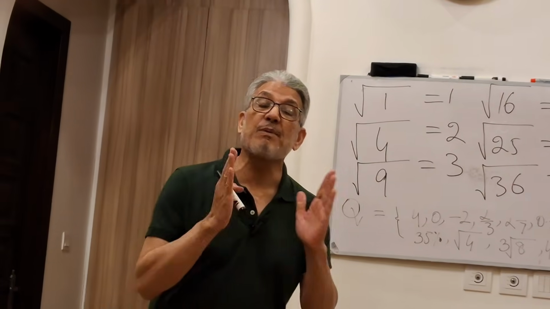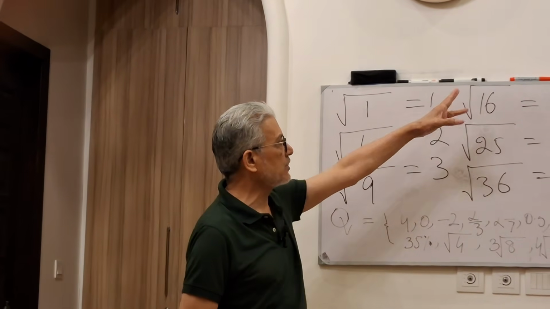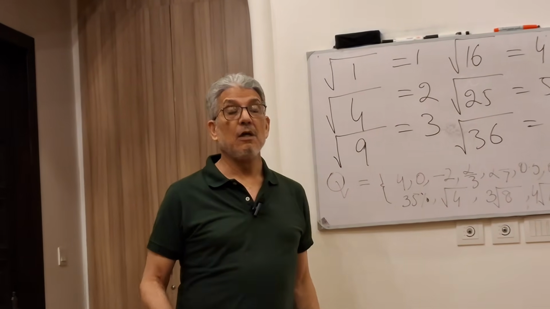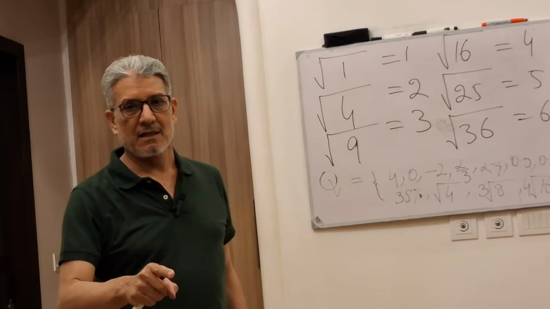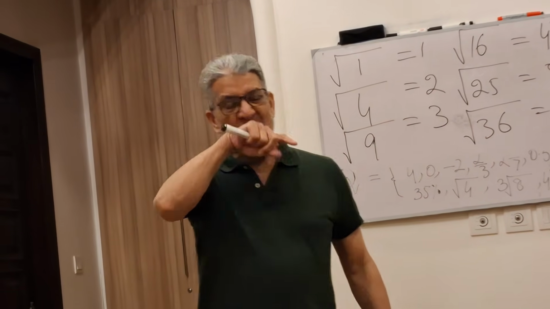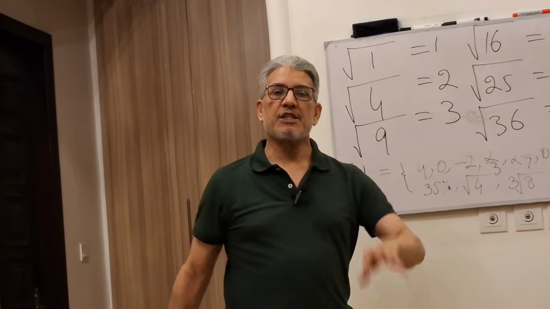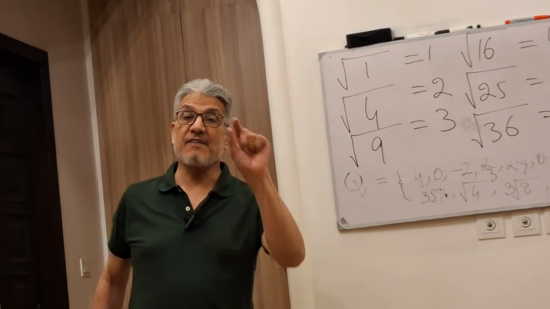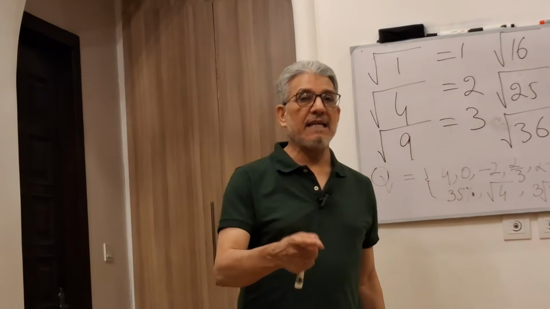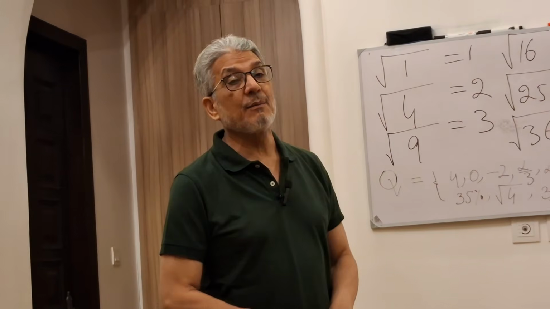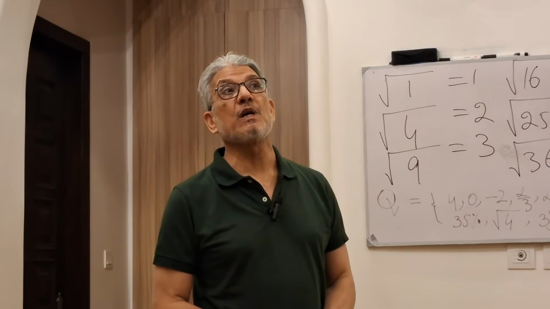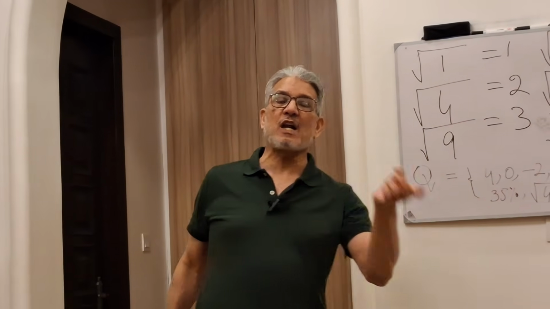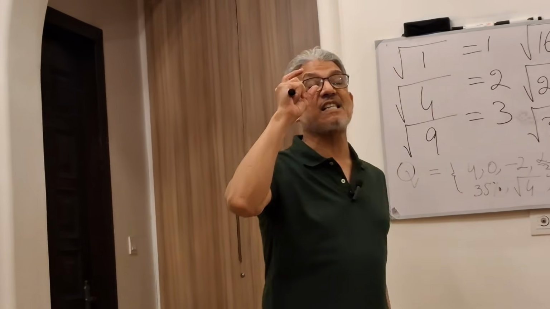So 36 is a perfect square. 25 is a perfect square. 16 is a perfect square. 1, 4, 9, perfect squares. 7 into 7 is 49. So 49 is a perfect square. 8 multiplied by 8 is 64. 64 is a perfect square. 9 multiplied by 9 is 81. So 81 is a perfect square. 10 multiplied by 10 is 100. So 100 is a perfect square. 11 multiplied by 11, 121. So 121 is a perfect square. And 12 multiplied by 12 is 144. So 144 is a perfect square.